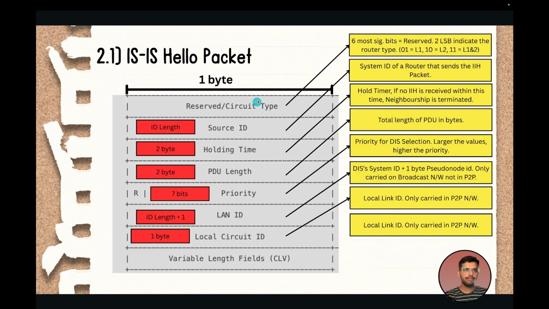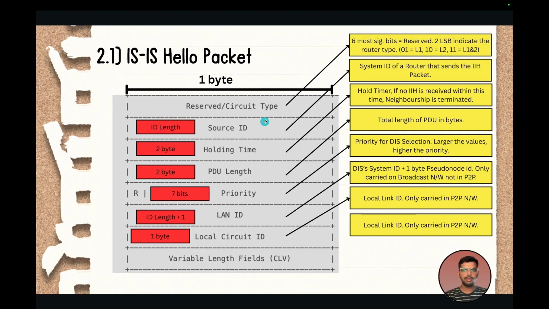Now this is the specific hello packet. We have removed the common header that comes before this PDU specific header, and this is the hello packet, and this is the variable length field. So for this reserved or circuit type field, the 6 most significant bits are reserved, and the last 2 bits indicate the router type. If it is 0 1, that means level 1 router. If it is 1 0, that means it is level 2 router, and if it is 1 1, that means it is level 1 and 2 router. So that's how this circuit type value is indicated.